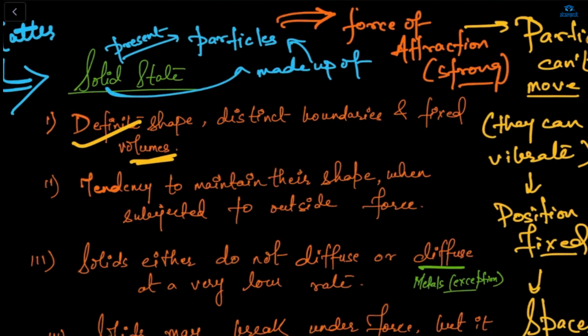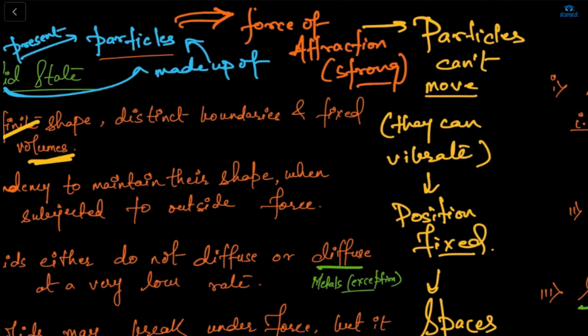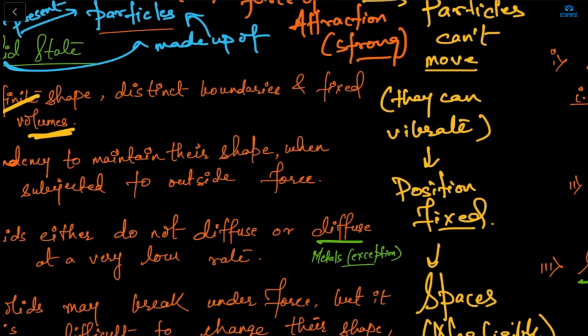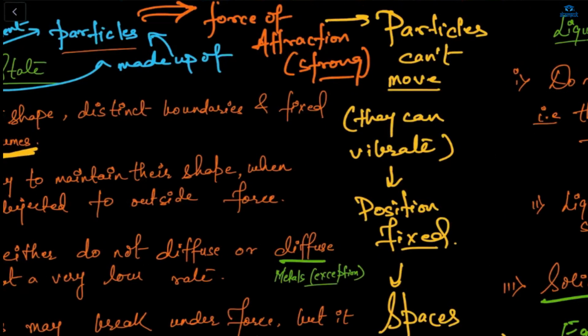And here, solid state is what? Solid state is made up of particles and it has a very strong force of attraction. There is so much force of attraction that the particles can't move here and there, so they can only vibrate in their fixed position. They don't have the capacity to move here and there. Why? Because they are very strongly connected, very strongly attracted.